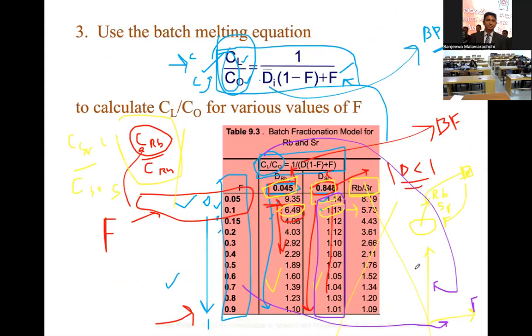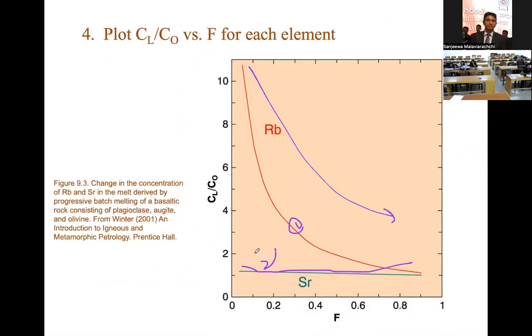Okay, so that's why you have two curves for representing this ratio in the produced melt, right? So this is the produced melt versus amount of fractionation, how much melt was produced. Okay, so this is a very simple modeling of batch melting for two elements.